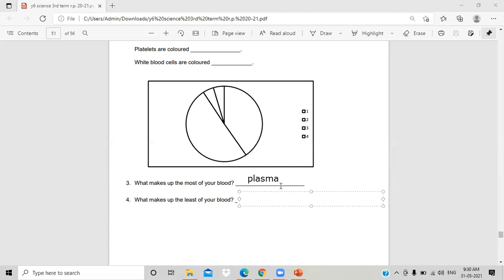Continue, Ruqayya. The least of the blood. There are two things that make the least of your blood. Dear, I want you to look at the beginning of the question. Question number 4, at the very beginning of it in your book. Platelets and white blood cells. Yes, exactly. Platelets and white blood cells.